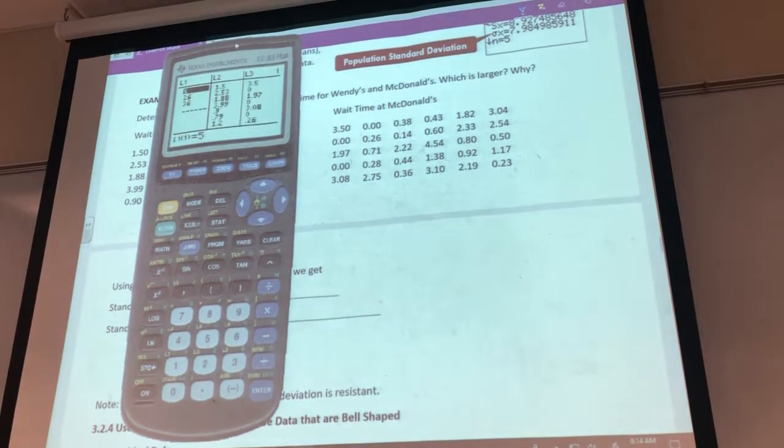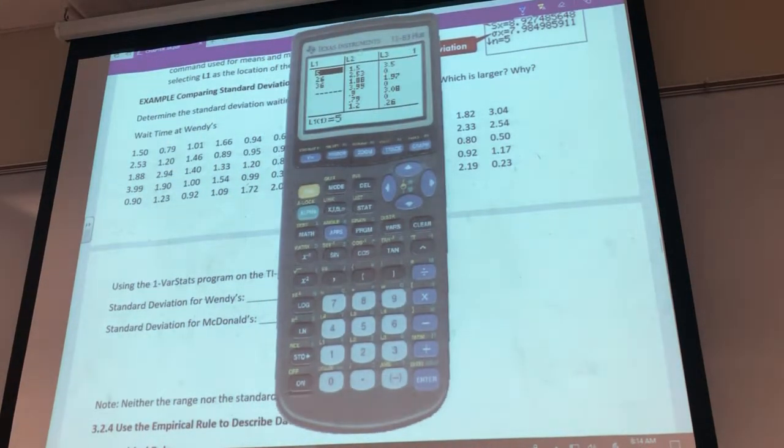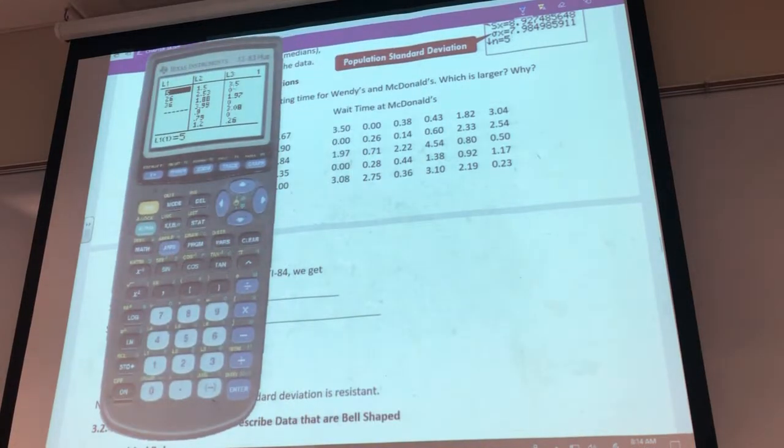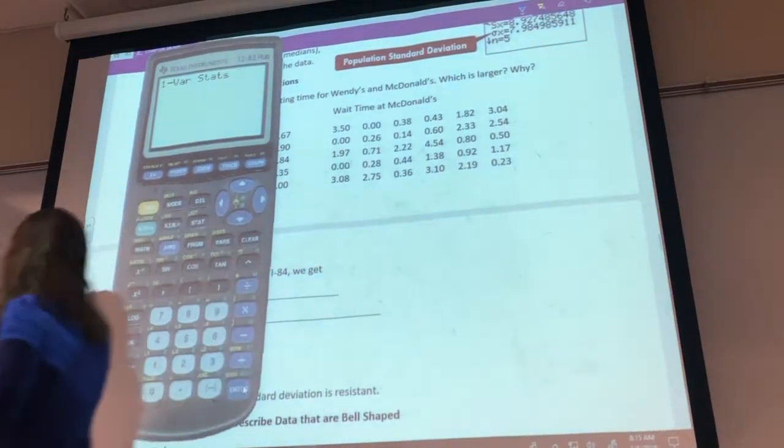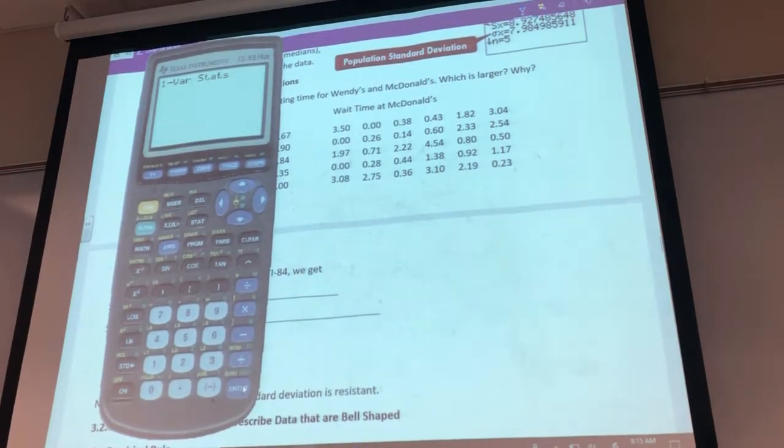So I put all of my Wendy's people in L2 and all of my McDonald's people in L3. And I just stored them there. And so now, if I want to find my stats, but I put my stuff in L2, what I'm going to do is go to Stat, Calc, 1-Var Stats. I don't want to just hit Enter because then it will look in L1 and I didn't put my stuff in L1. So whenever you do 1-Var Stats, it always defaults to L1. And we'll talk more about that in 3.3.